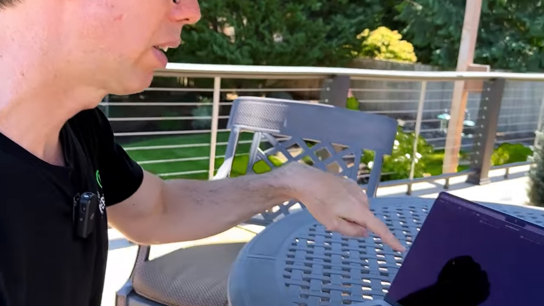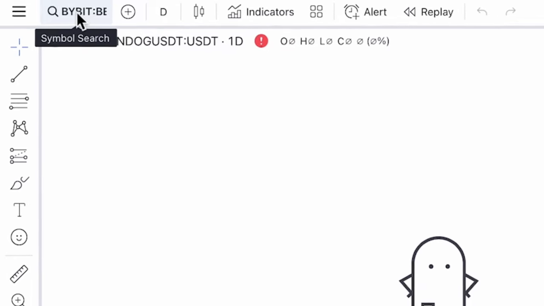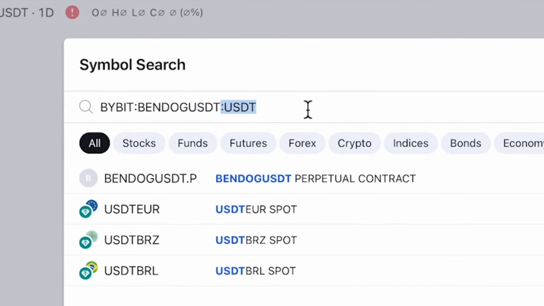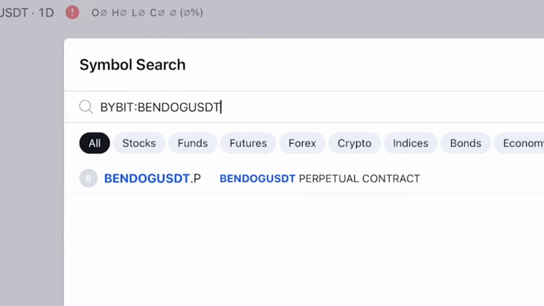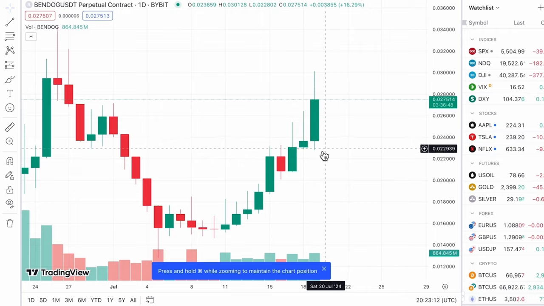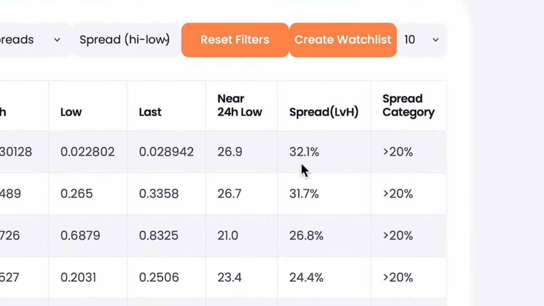So I'm gonna click on Bendog, but here's the thing. When you click on it, it's actually not gonna pull it up yet because unfortunately our dev still has to make this fix. So in order to see it, you actually have to go over here and click where it says Bendog, delete the last part where it says USDT and the colon, and then it's gonna show Bendog.p. So we can come over here to the chart and see, yeah, Bendog's been on a really big move. If we measure it from bottom to top, it says 31%. Over here, it says 32%. So again, it's looking at that longer time frame spread.